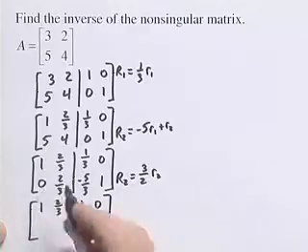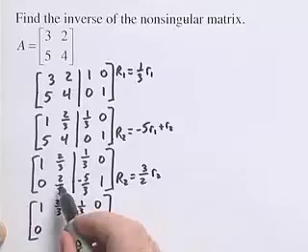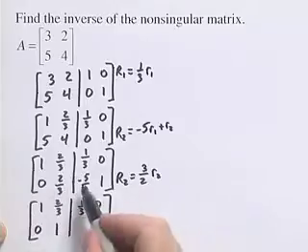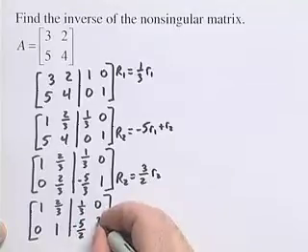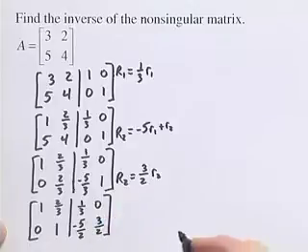3/2 times 0 is still 0. 3/2 times 2/3 is 1. 3/2 times -5/3 is -5/2. And 3/2 times 1 is 3/2.